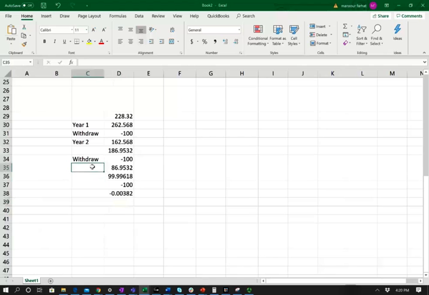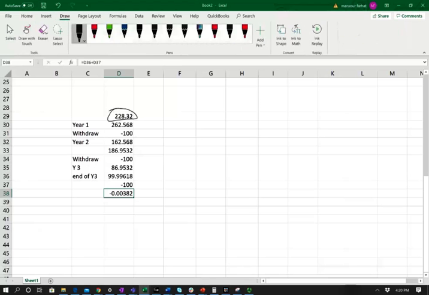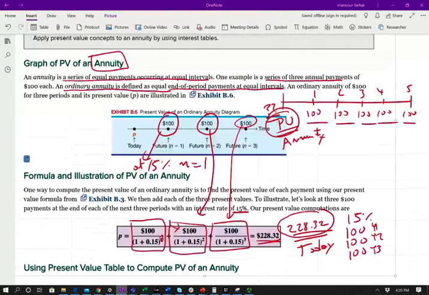So this is the beginning of year three. Then it's the end of year three. You will have this money. Then you will take out the money and you will have zero balance. So notice, indeed, if we invest 228 at 15% and take $100 every year, we will be able to take $300. So this is how we found the present value of this annuity.